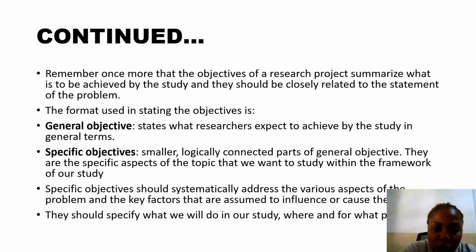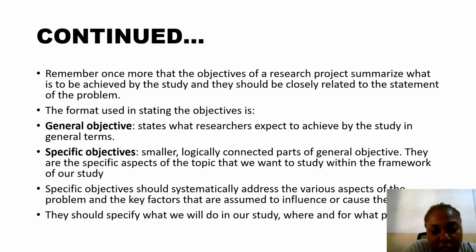So the format used in stating the objective is, you can have 2 objectives. The first one is the general objective, which states what the researcher expects to achieve by the study in general terms. So here you are just broad, you're general, you're not specifying anything. And then for the specific objective, now you are trying to specify things and you are deviating away from being broad. So these are smaller or logically connected parts of the general objective. They are the specific aspects of the topic that we want to study within the framework of our study.